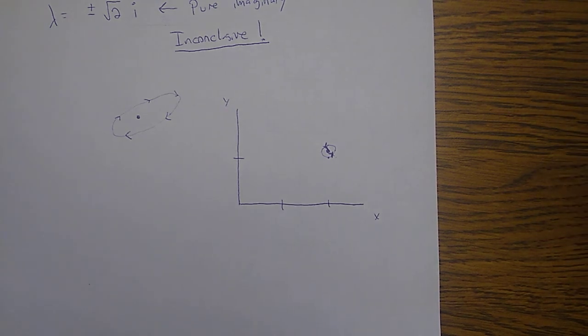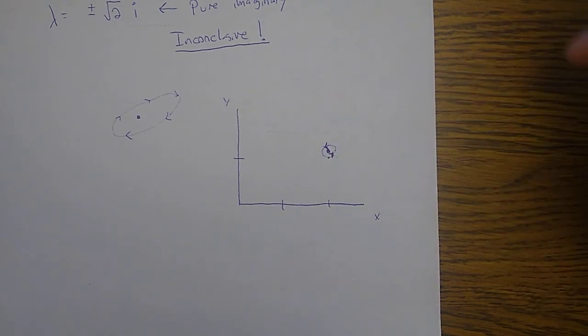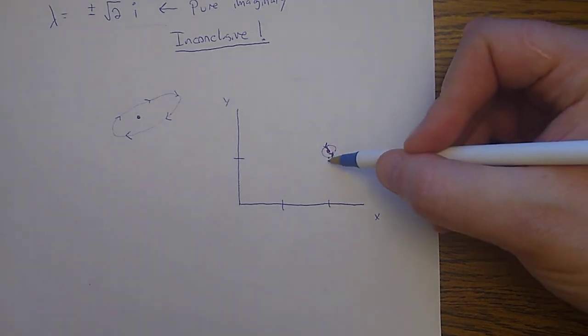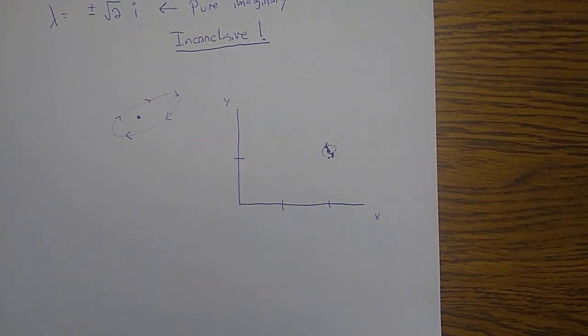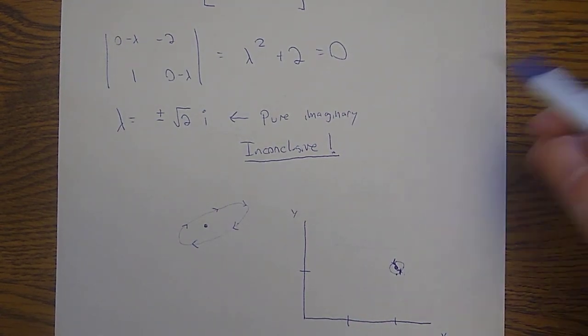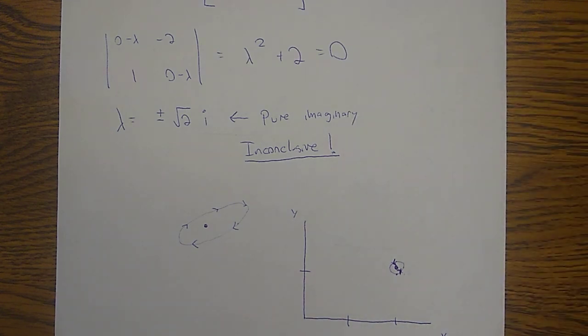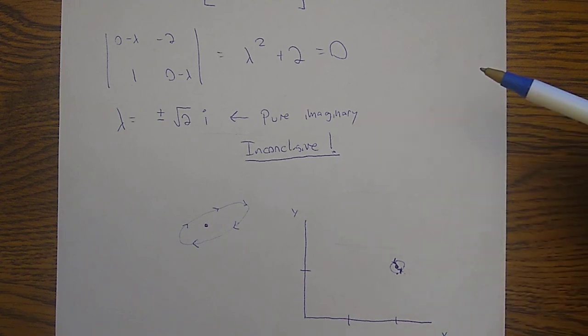And again, like I was saying, this is not a perfectly linear system, so we may not circle back around and hit the exact same point we were at. But roughly speaking, we're moving around this point. And that's what happens when you get pure imaginary. But everything I just said is a little bit extra. As far as answering the question goes, I would be happy with just saying inconclusive because it's pure imaginary.